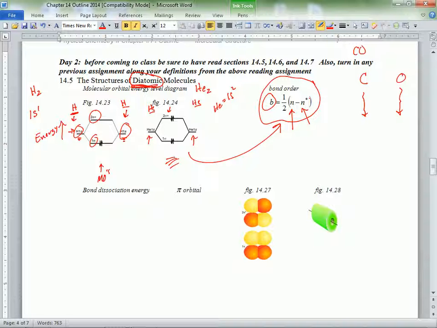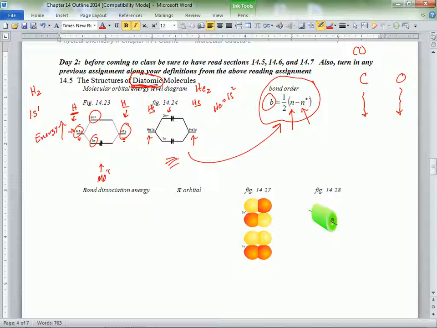And it's just like any idea when you think of bonds. If I calculate a bigger bond order, should that bond be shorter or longer? What would characterize that bond? Shorter, right? It'd be stronger, it'd be shorter, that whole idea. Bigger bond order is shorter. Does that make sense to you?